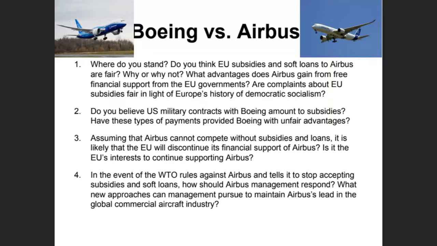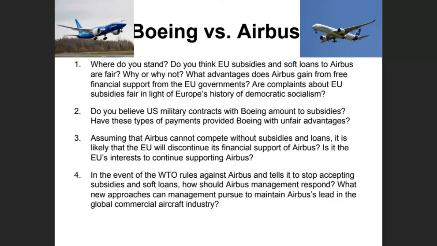Have these types of payments provided Boeing with unfair advantages? Yes. For example, if you think about Boeing partnering with a Japanese company, a Japanese company received direct subsidy from the Japanese government. So Boeing, although it didn't receive subsidy directly from the US government, indirectly received subsidies from foreign governments, right? By partnering with foreign firms who receive subsidies. And also, the knowledge created in a government project, Boeing can use free of charge. Yeah, that's unfair.